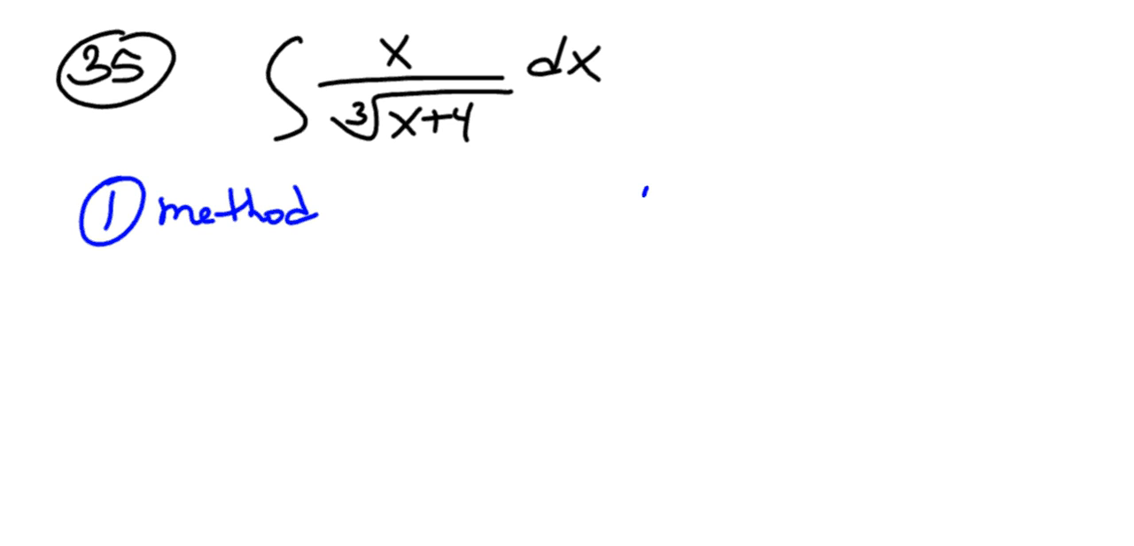We're going to let u be x plus 4. And in order to get rid of that x in the numerator, I'm going to take this u equals x plus 4 and subtract the 4 from both sides and get x equals u minus 4. So I'm going to use both of these equations to do my substitution.